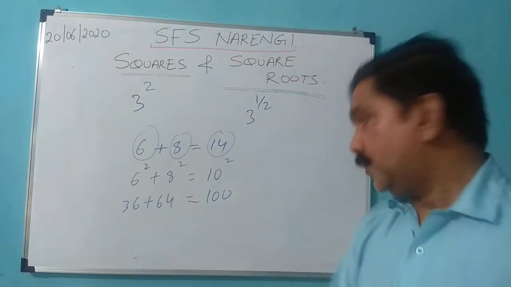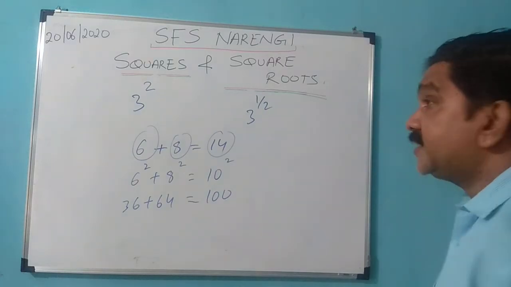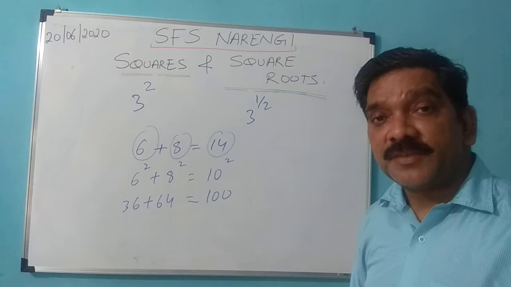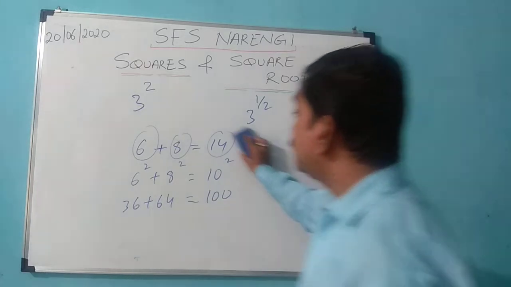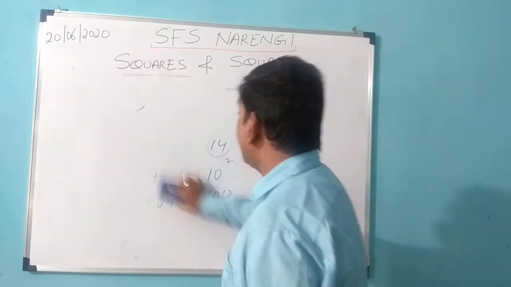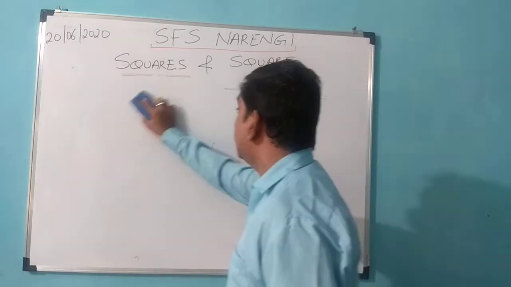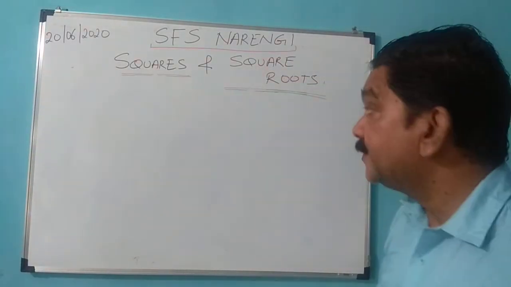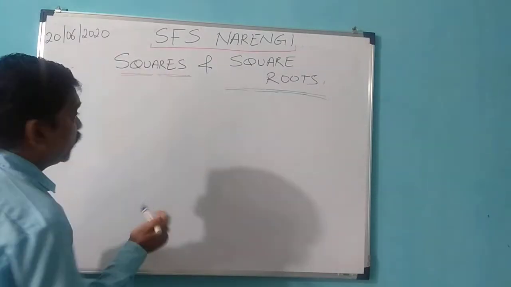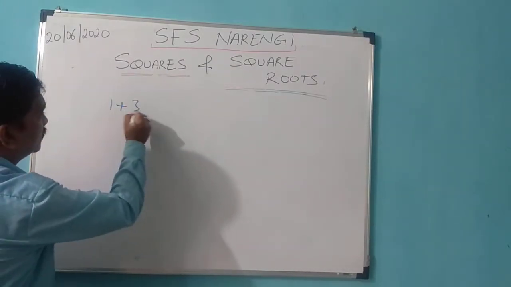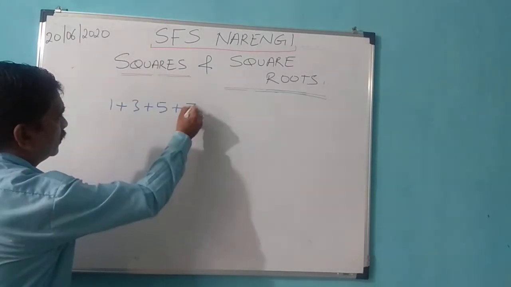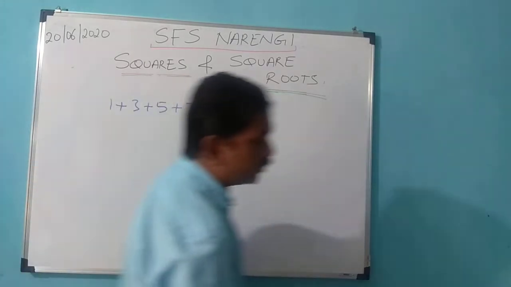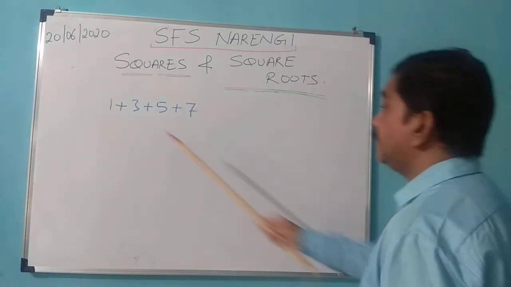Clear? Now, today I will be starting exercise 6.3. Exercise 6.2 was done earlier, but today I will start with 6.3. Before going to 6.3, let me take a question from 6.1. The question was like this: find the square of these numbers if the numbers are given in this way.